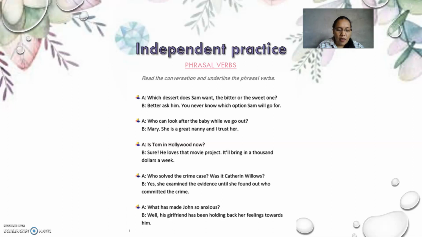Independent practice. Students will perform independent practice through solo work and homework, where they will have to apply the acquired knowledge. For example, read the conversations and underline the phrasal verbs. Examples of phrasal verbs: go for, go out, etc.